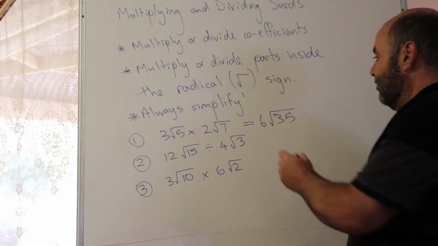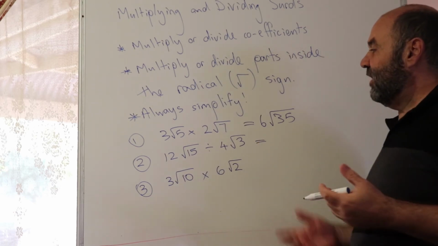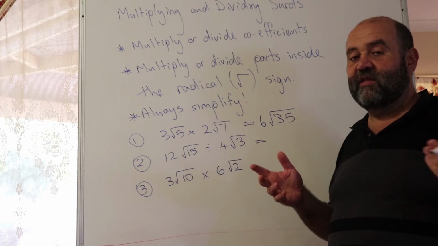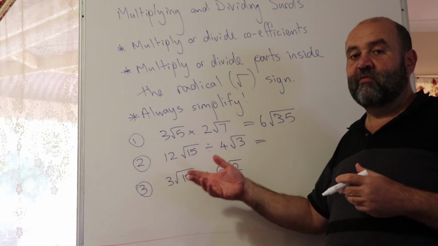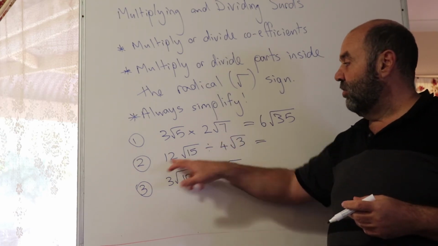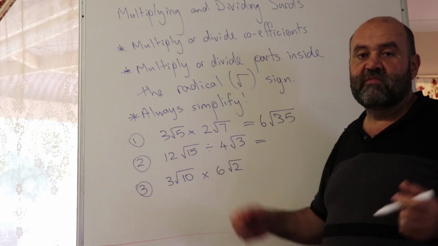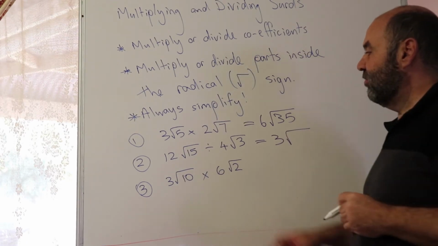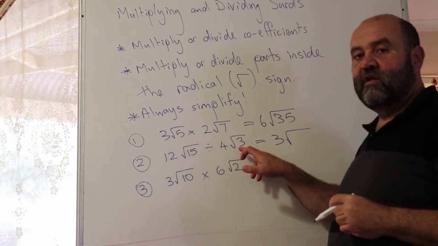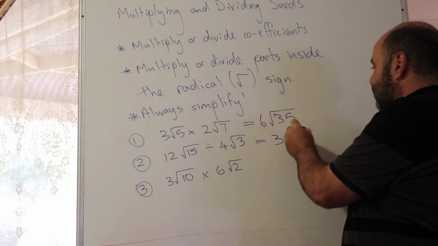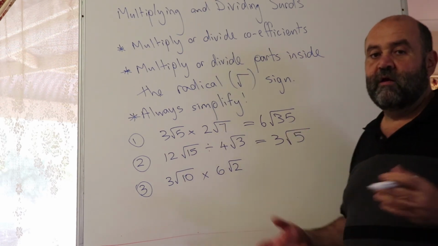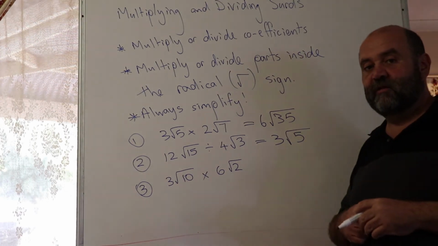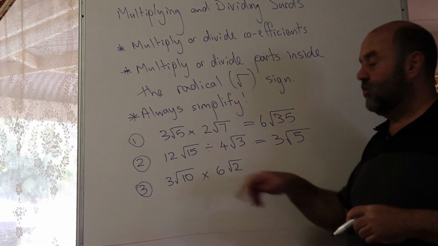Okay. Let's look at part 2. Well, again, I multiply or divide in the normal way. Coefficients get divided together, and then numbers under the radical get divided together. So 12 divided by 4 is 3. And then underneath the radical, 15 divided by 3 is 5. And I can't simplify root 5, so that's as far as I can go. That's that question done.